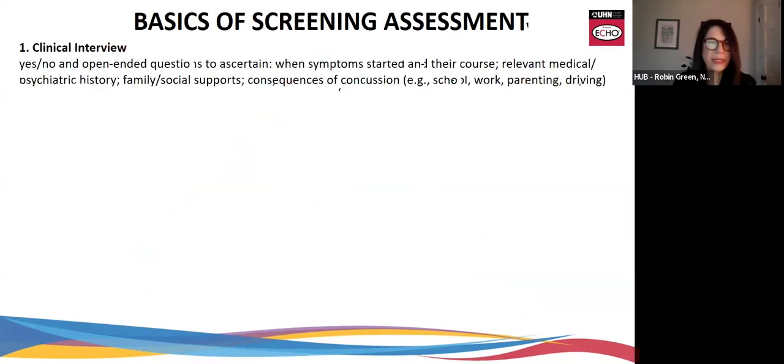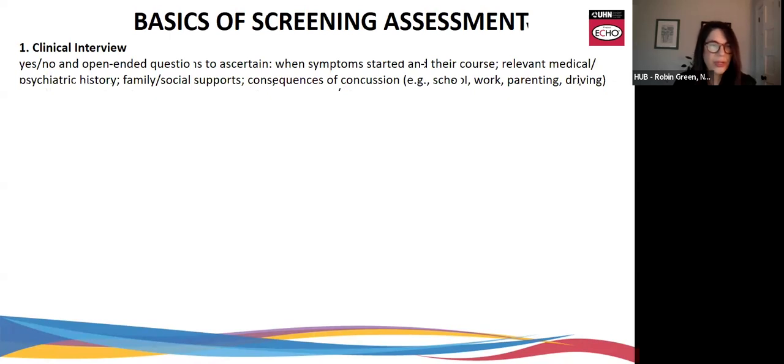Okay, so here are the basics of the screening assessment and also monitoring. It's important to use a combination of open-ended questions and yes/no questions to find out when the symptoms started and what their course was. Ask about relevant medical and psychiatric history, for example, past neurological history, such as prior brain injuries and headaches. We ask about mental health history, including medications, also hormonal issues, and so forth.